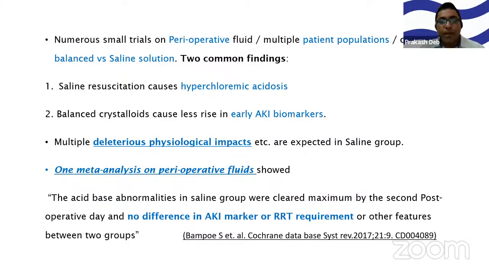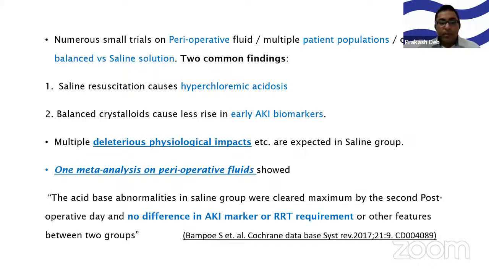And they have compared balanced crystalloid solution with the saline solutions in all these trials. So two things have come up in common. One is that the saline group had a higher incidence of hyperchloremic acidosis, and the balanced crystalloids had a lesser incidence of early acute kidney injury biomarkers. As such, saline infusion is expected to cause hyperchloremic acidosis and is expected to have multiple deleterious physiological effects.